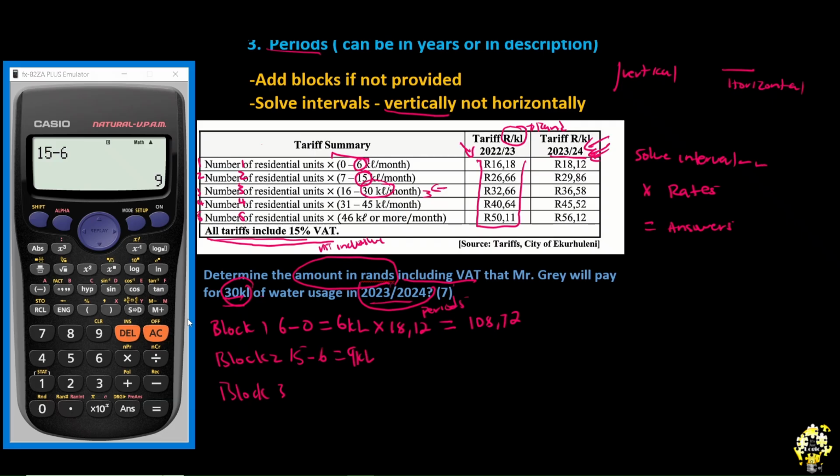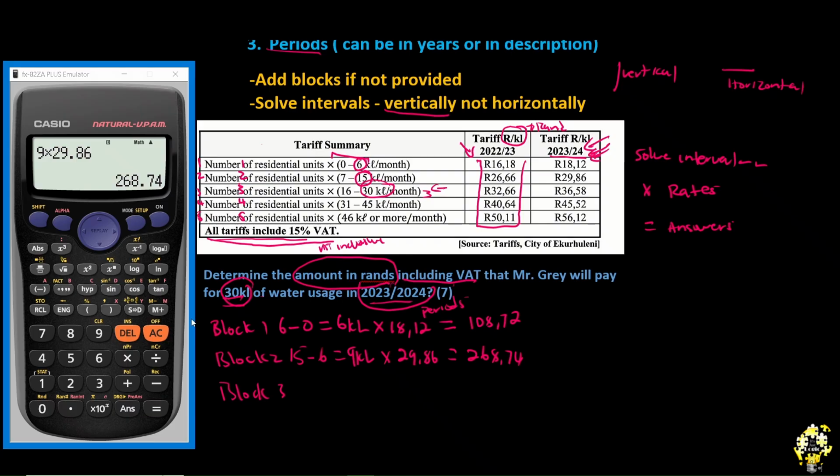Remember, solve the interval, multiply by the rate. What's the rate for block 2? Is it 26? No, it is 29. So we say 29.86. What do we get for that? So when you say 9 multiplied by 29.86, the answer, when we change it, is 268.74. We are done with block number 2.